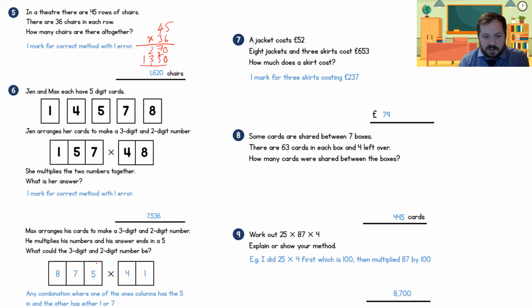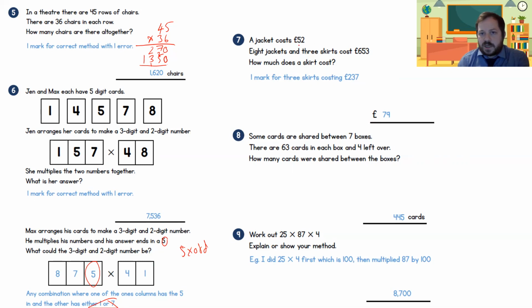And this one here, as long as there is a multiplication by 5, there's got to be a 5 in the ones column in order for it to end up being a 5. But also, if it's got a 5 at the end, it must be 5 times an odd number. So that means that 1 or 7 must also be in there, and that's why.